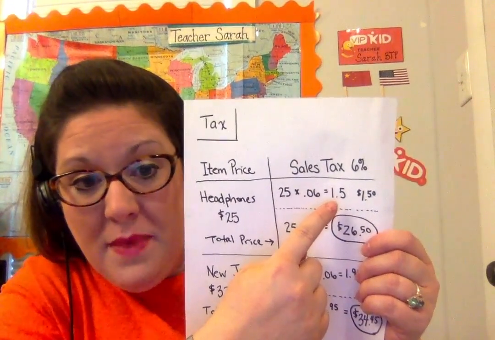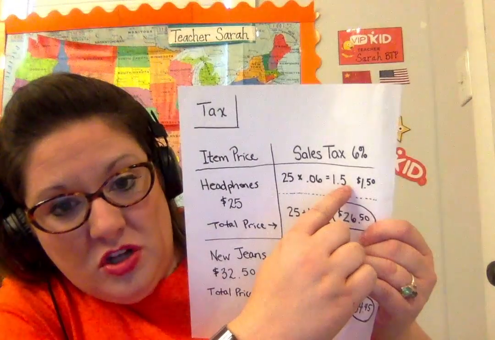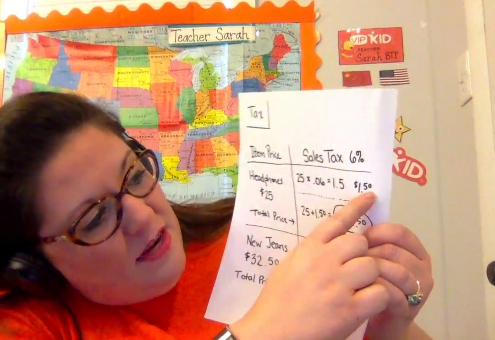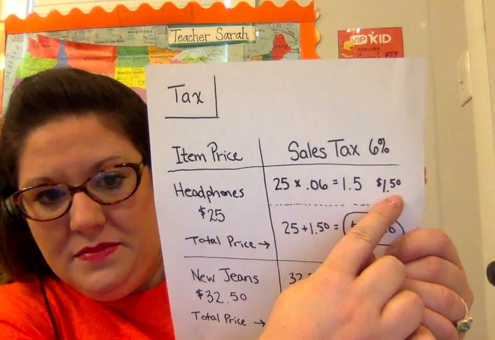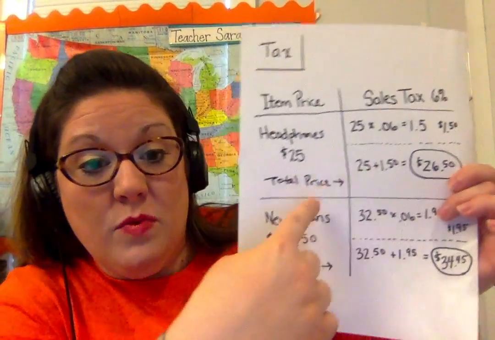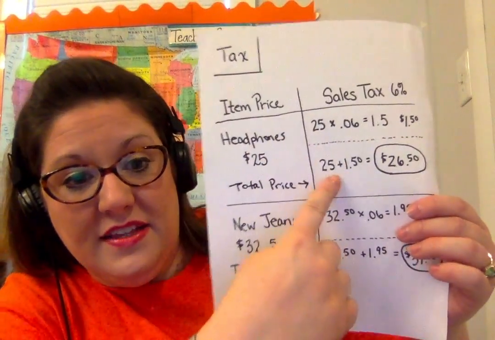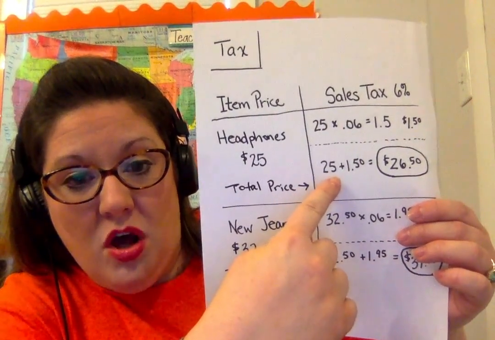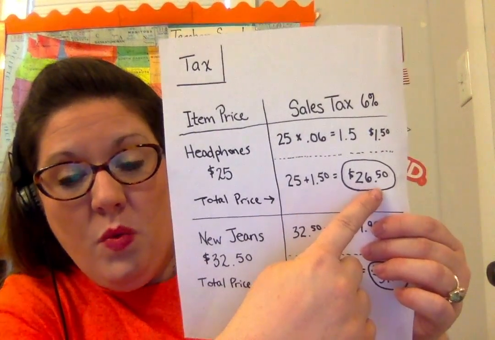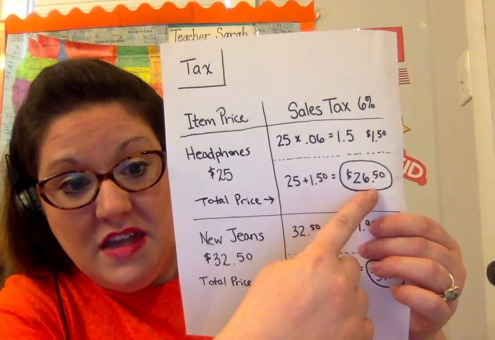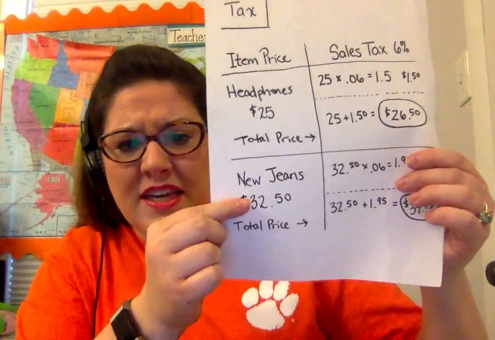I know I'm dealing with money here, so let me add another place after my decimal to make dollars and cents. That's going to be another 0. So I get $1.50 then in sales tax. Then Ms. Wagner wants us to calculate the total price. So the total price is going to be our original price of $25 added to our sales tax of $1.50. We pay a total price of $26.50.